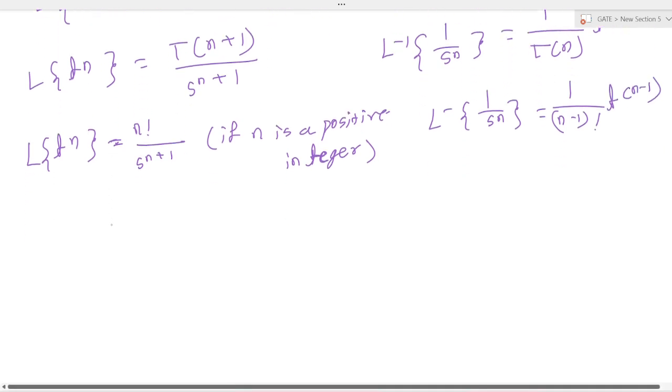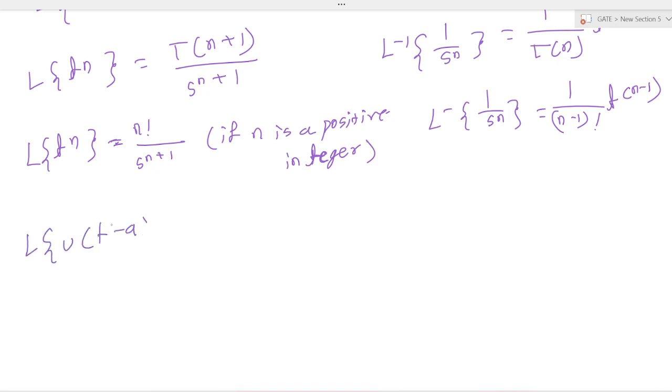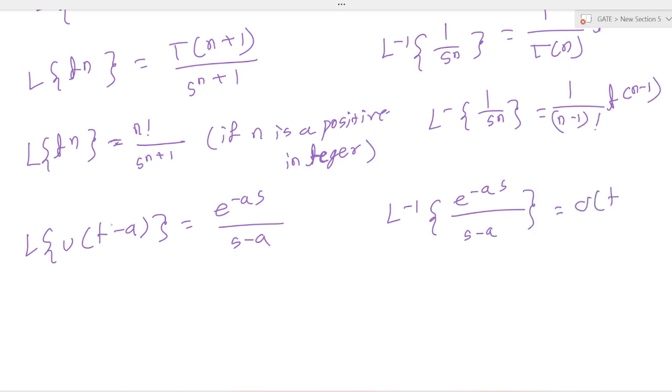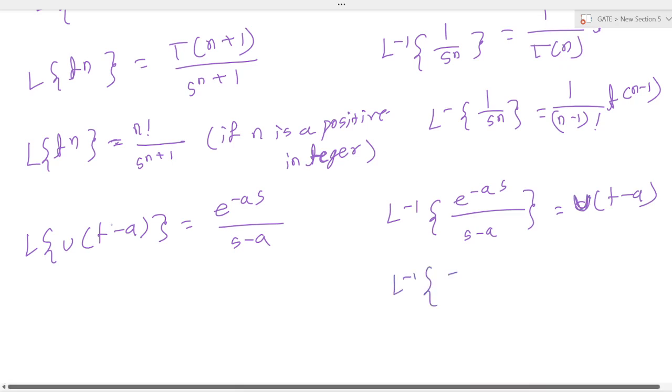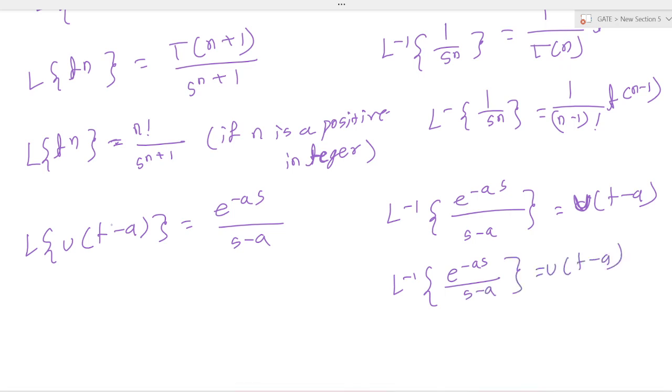Okay, next Laplace transform: L of u(t minus a) is equal to e to the power minus a s by s, and the inverse Laplace transform, L inverse of e to the power minus a s by s, is equal to u(t minus a). This is the inverse Laplace transform.